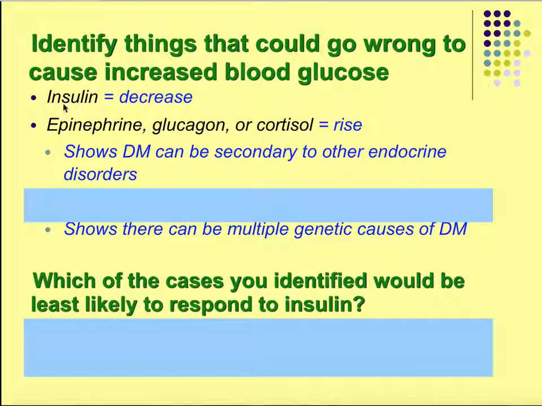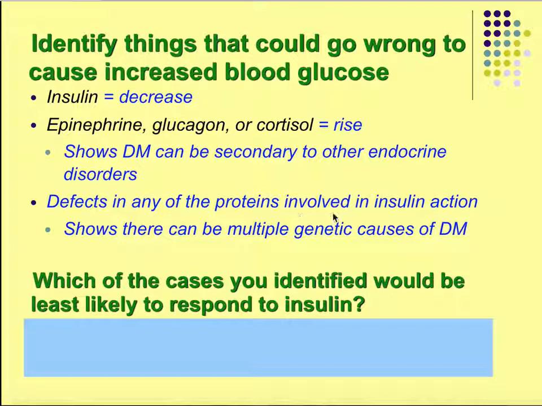So what this demonstrates is that diabetes mellitus can be secondary to other endocrine disorders. So if you have an endocrine disorder where you're making too much cortisol, that's also going to raise your blood glucose. And finally, we have defects in any of the proteins that are involved in insulin action. That will also raise blood glucose. For example, if the insulin receptor isn't working, it doesn't matter how much insulin you have, it's not going to function. So you won't be able to lower blood glucose. As a result, blood glucose will rise. So again, this shows that there could be multiple genetic causes of diabetes mellitus.